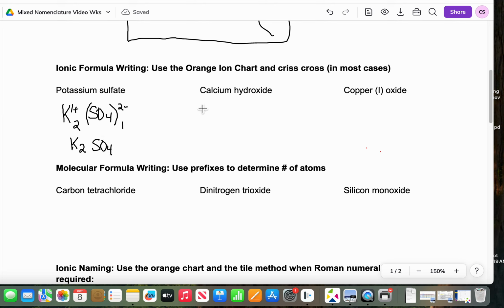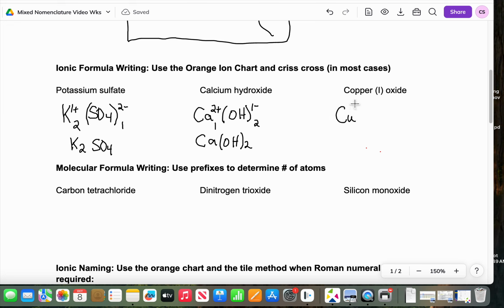All right, calcium hydroxide. So I write calcium, I look up the charge, 2 plus. Hydroxide is a polyatomic ion, so I'm going to put it in parentheses. I put the charge on the outside. If the charges aren't equal but opposite, I crisscross. And then I rewrite. I don't show the 1, but I have to keep the parentheses on the hydroxide because there's 2 of them.